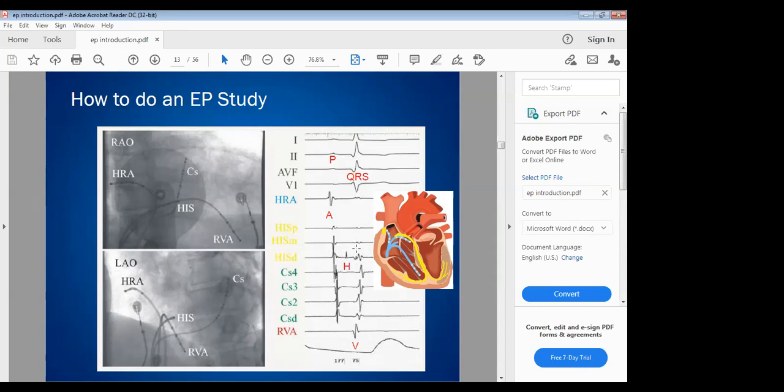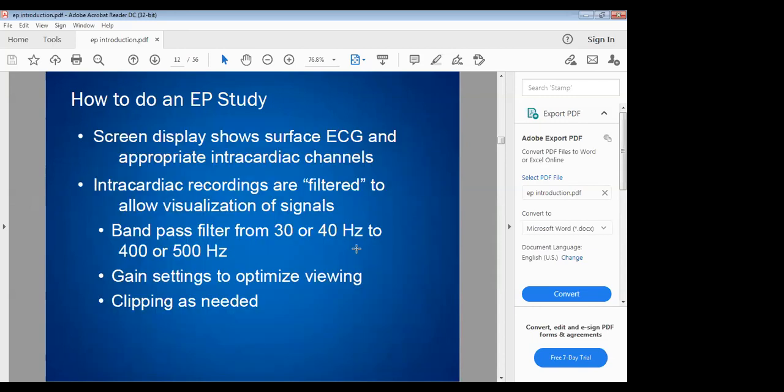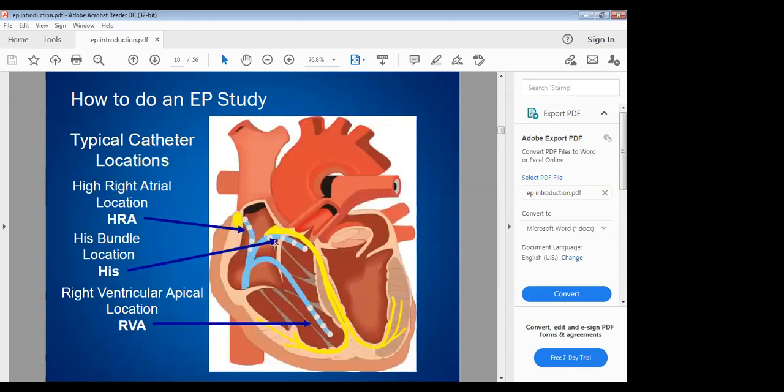Remember some portion of it. If I go back to this slide, this is the His bundle catheter. So you can see that some portion of it is on the AV node in the atrium. Some portion of it has gone to the ventricle. So it can be a reference catheter to determine atrial activity, AV nodal activity, and the ventricular activity. It's a very important reference point.